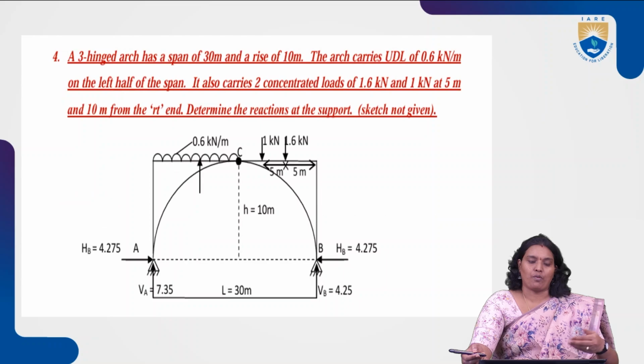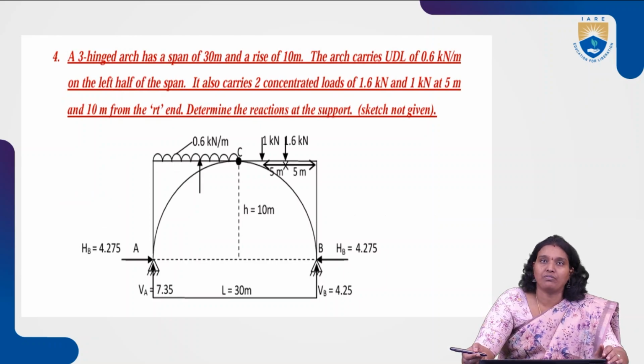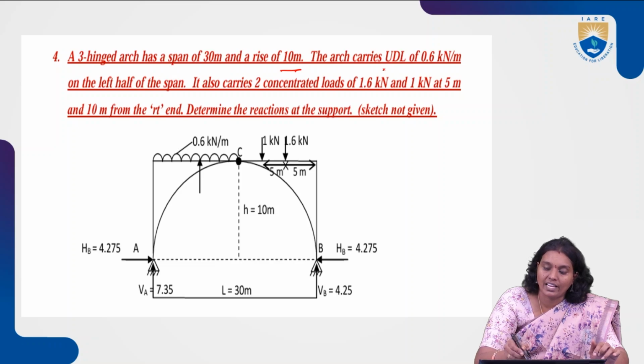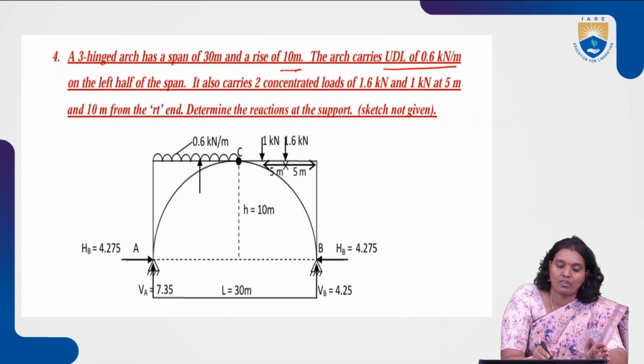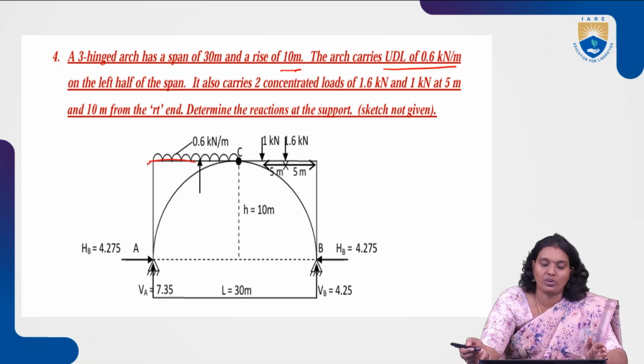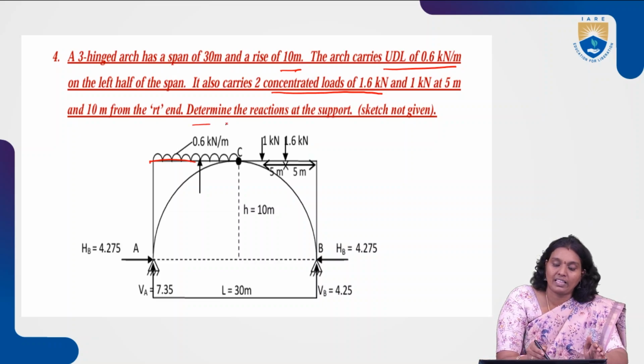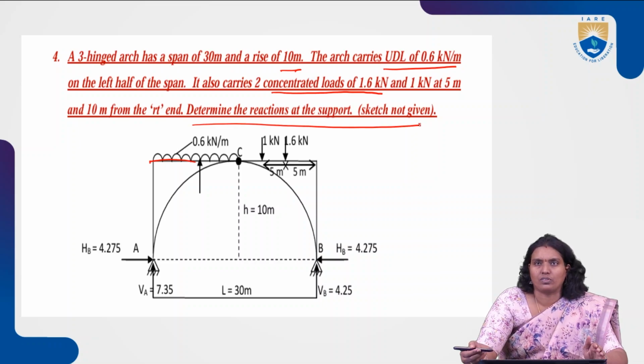Now another type of 3-hinged arch, with a span of 30 meters and a rise of 10 meters. The arch carries a UDL of 0.6 kilonewton per meter on the left half of the span; only on the left half is the uniformly distributed load acting. It also carries concentrated loads of 1.6 and 1 kilonewton at 5 meters and 10 meters from the right end, so this end. Determine the reactions at the support.